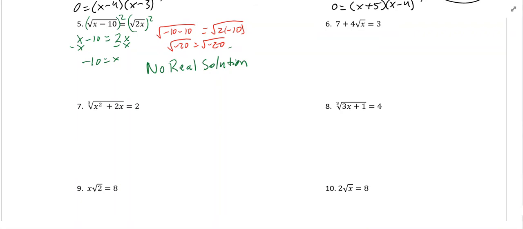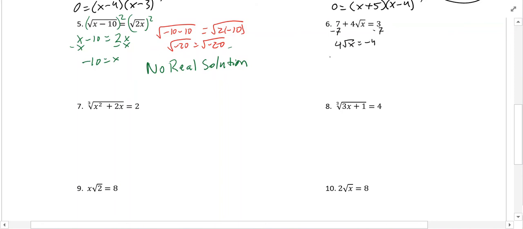Okay, so let's take a look at our next one here. We cannot square both sides until the radical is all alone, and right now there's this 7 in front, so we need to start by subtracting 7 from both sides. So we get 4 rad x equals negative 4.